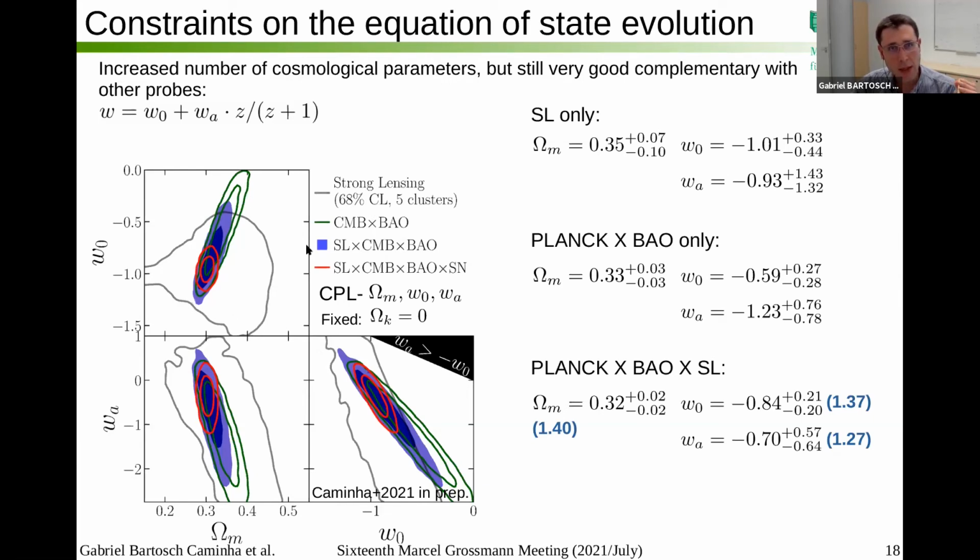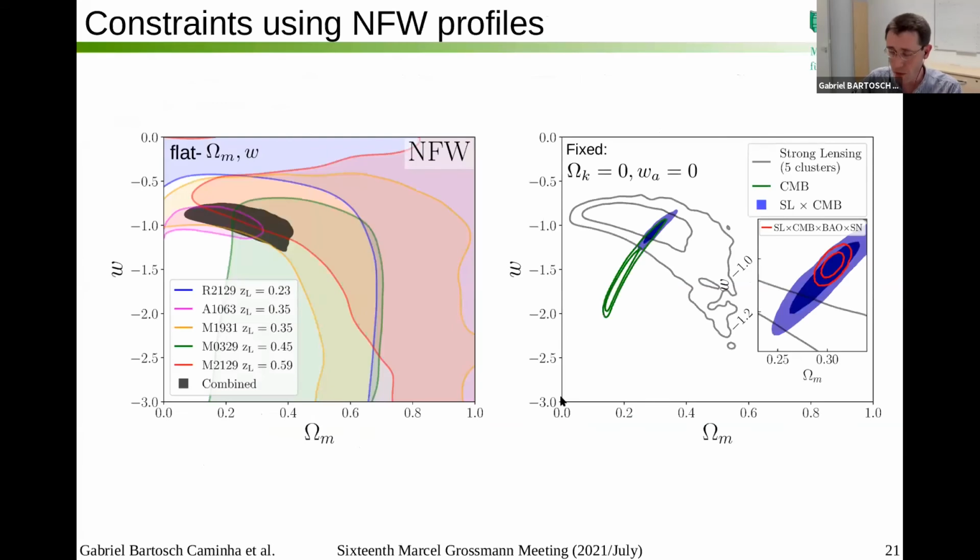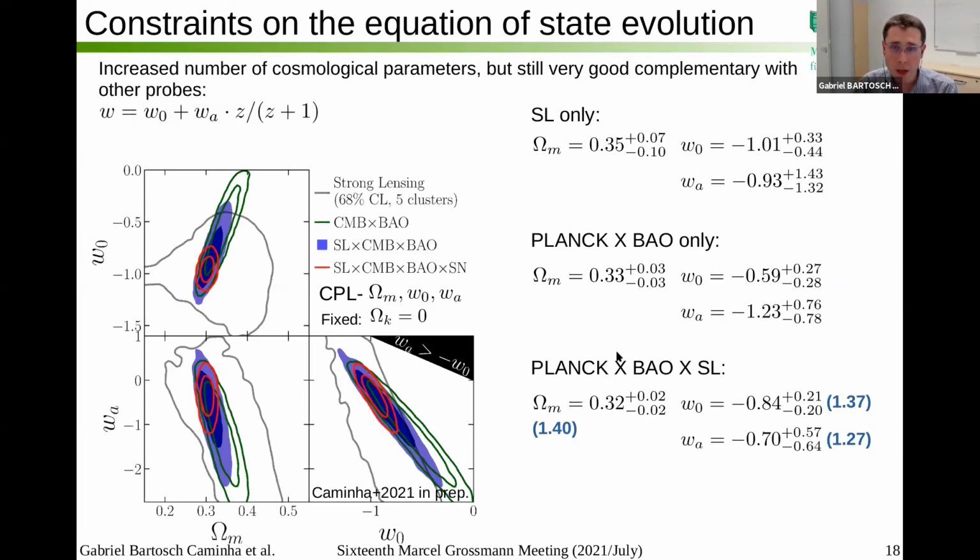Here on CMB, I'm showing CMB times BAO, because CMB alone also does not give very good constraints on this cosmology. So I'm showing here CMB times BAO in green, and the blue is the combined constraints. We don't have super orthogonal degeneracies comparing strong lensing and CMB, but they are complementary somehow, and these are the improvements on the figure of merit that we have when combining Planck, BAO and strong lensing with respect to Planck and BAO only. So it's a factor of 1.4 and 1.3 for all these parameters.